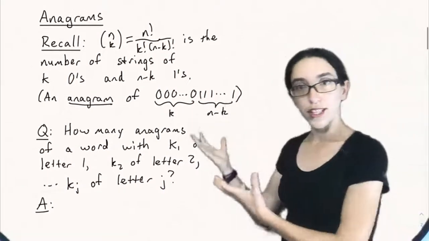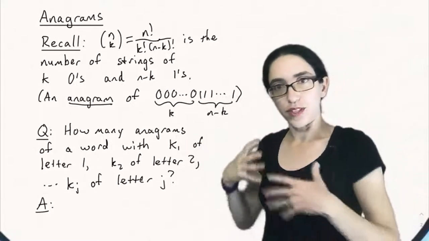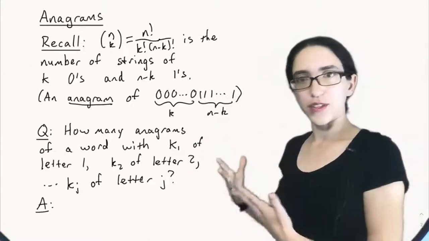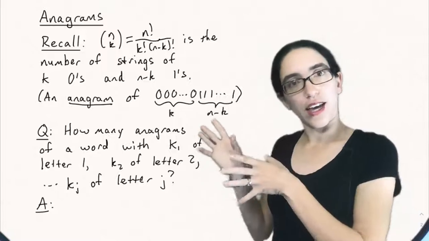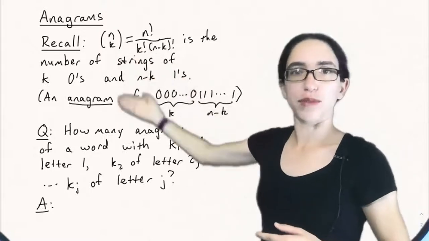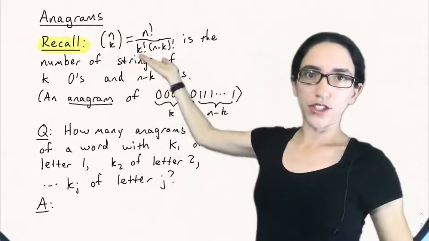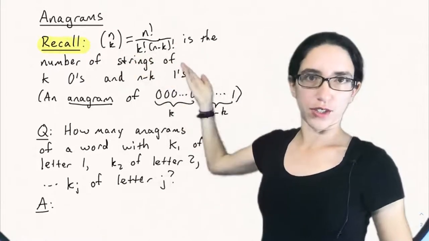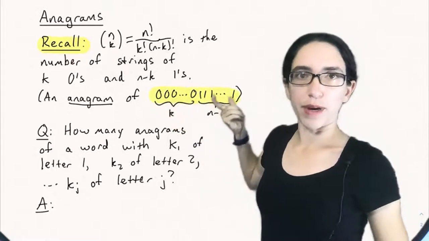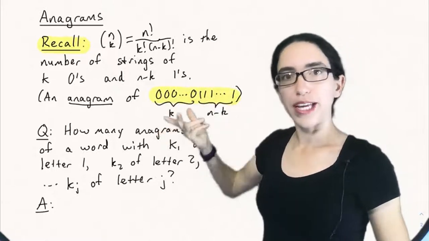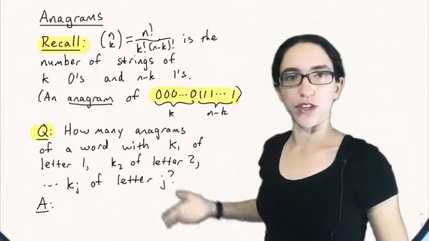So one thing that multinomial coefficients count is anagrams. And we have seen this. This formula might look familiar because we've counted anagrams before using the division principle. So let's first see, again, how does n choose k count anagrams, and then how do multinomial coefficients generalize that? Let's recall that n choose k, which is n factorial over k factorial, n minus k factorial, is the number of strings of k zeros and n minus k ones in some order, meaning it's an anagram of this word with k zeros and n minus k ones. It's a way of rearranging it.